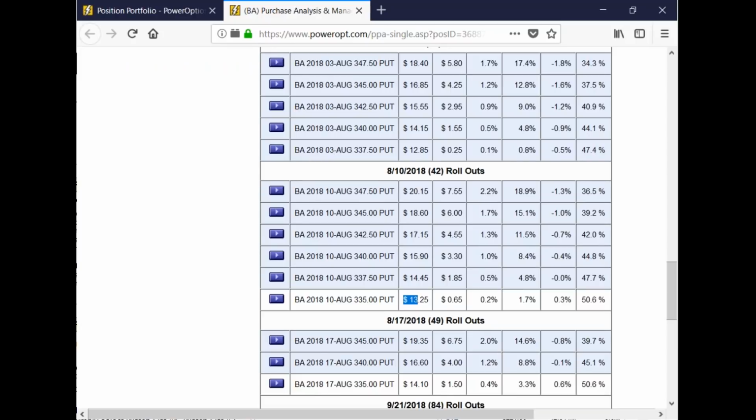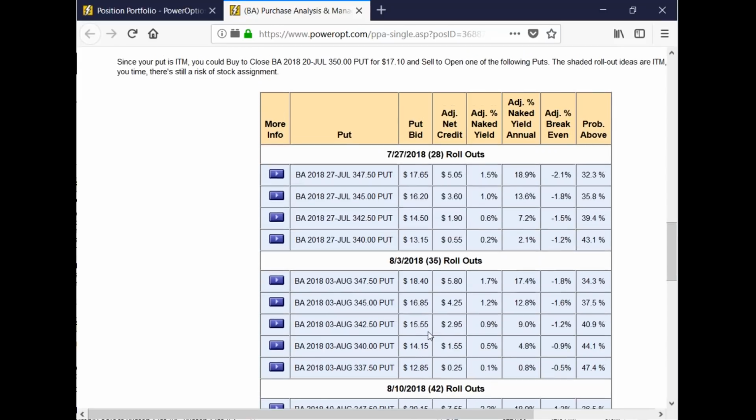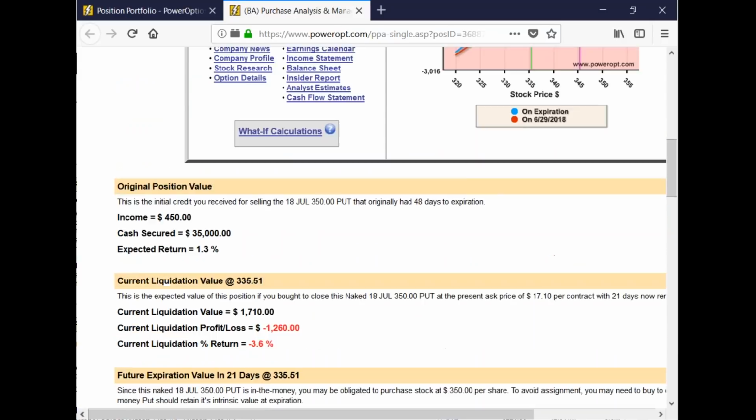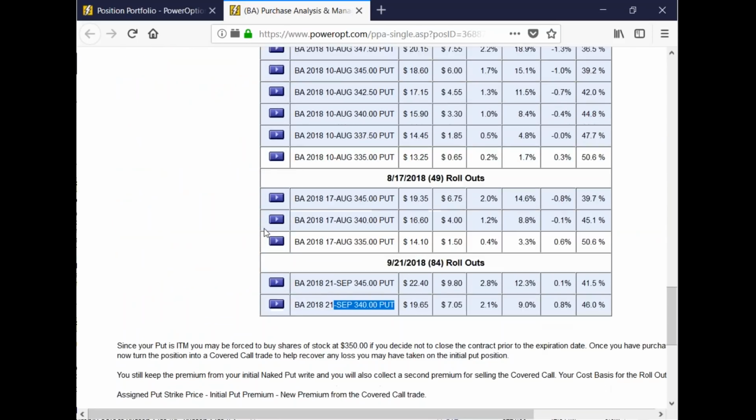So we get an adjusted net credit. I'm sorry, your buyback costs you, you receive 13.25. You could get a 1.7% return on the position. And it shows you some going further out as well. September's not quite where we want, depending on your outlook. So those are some ideas, and you can always see the side-by-side comparisons here.